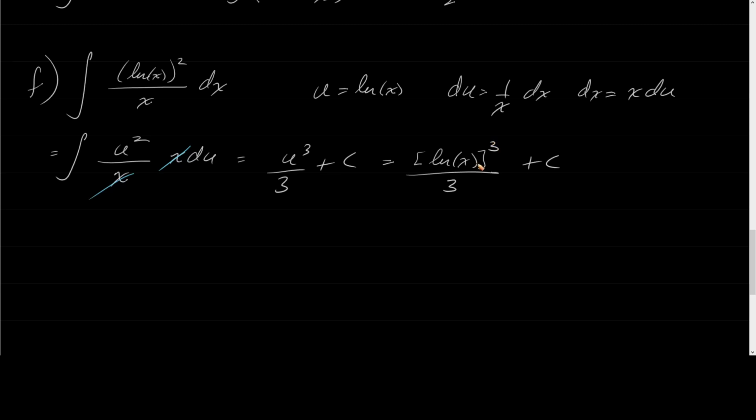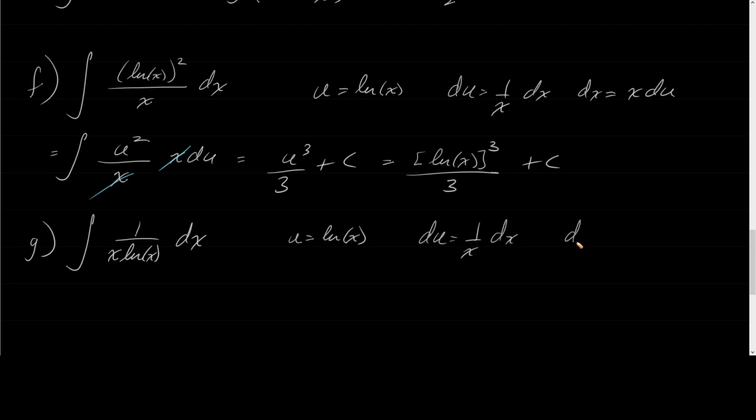Cool. All right. Next one. Let's say we have the integral of 1 over x ln of x dx. If I let u be equal to ln of x, then du will be 1 over x dx. So the dx is equal to x du.